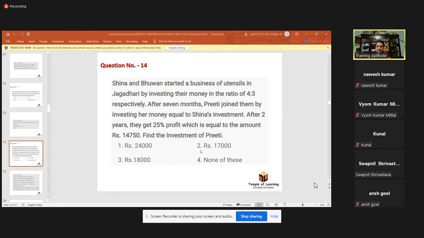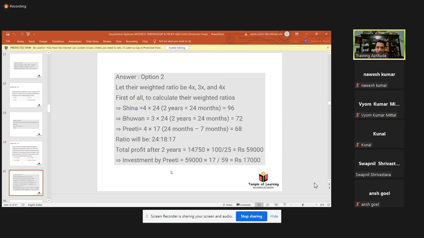Shina and Bhuvan started a business of utensils in Jagadhri by investing their money in the ratio 4:3. After 7 months, Preeti joined them by investing her money equal to Shina's investment. Shina's investment is 4. After 2 years, they get 25% profit, which is equal to 14750. 25% profit means investment was 4 times total investment of all the 3. So what is Preeti's investment? I'm just rushing to that to save time.